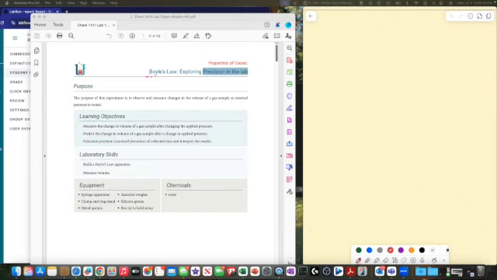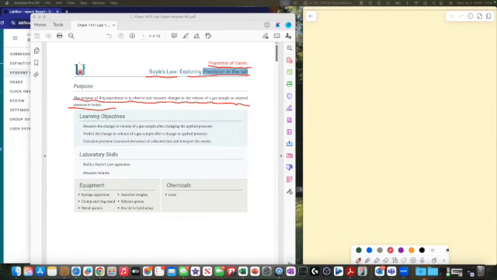We're looking at Boyle's law and we're exploring precision in the lab. We're going to be dealing with a lot of data and we're trying to look at precision in that data. And of course, Boyle's law comes under the properties of gases. So we're told the purpose of this experiment is to observe and measure changes in the volume of a gas sample as external pressure is being varied.